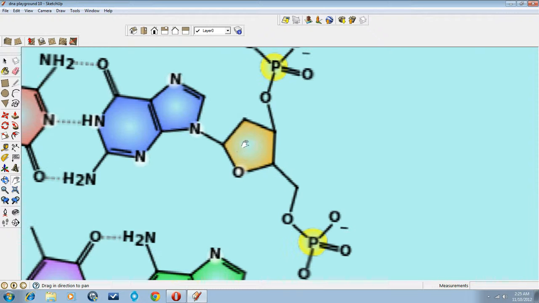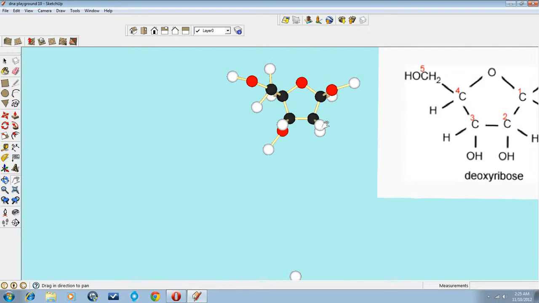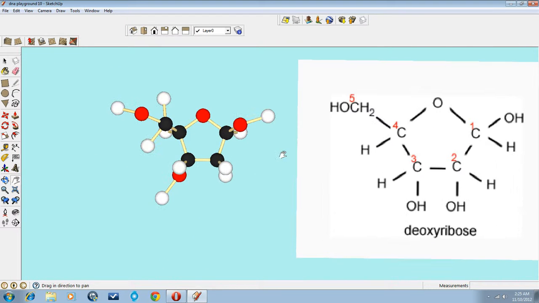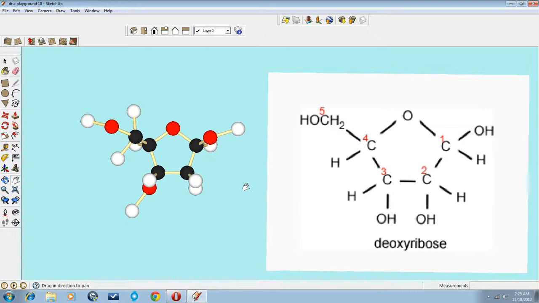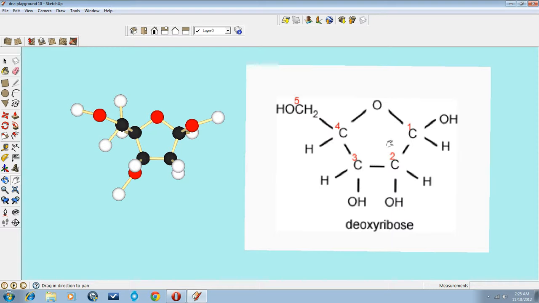And this is true of the entire backbone and all the deoxyriboses in the backbone. So to figure out how deoxyribose connects to the DNA molecule, we have to have a way of finding our way around the molecule. And scientists have figured out a numbering system for the carbons in deoxyribose. And here's a diagram. I think it was taken from Wikipedia, and it shows how the carbons in deoxyribose are numbered.